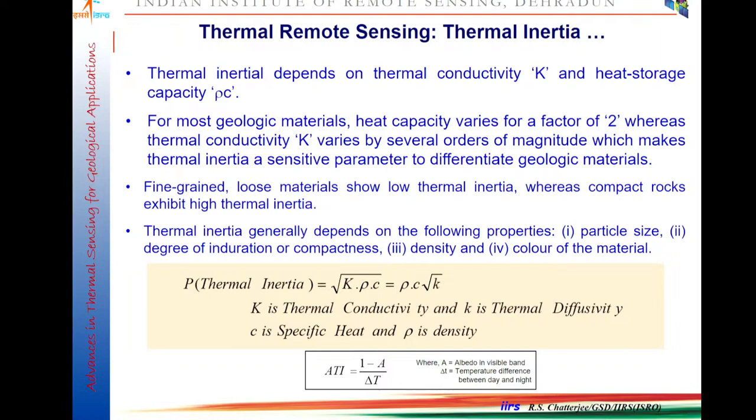But on the other hand, if the thermal inertia value is low, then what will happen? The resistance will be low. So if you supply heat, its temperature will increase easily. If you extract heat, the temperature will easily go down. And the formula is something like this: thermal inertia is equal to the square root of K, rho and C. And K, you know what K is? K is the thermal conductivity, rho is the density, and C is the specific heat.